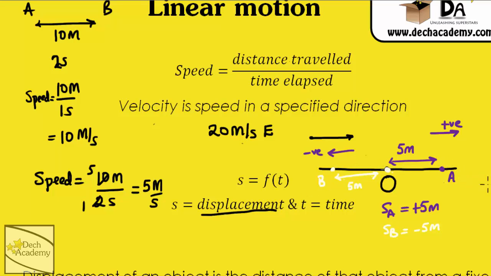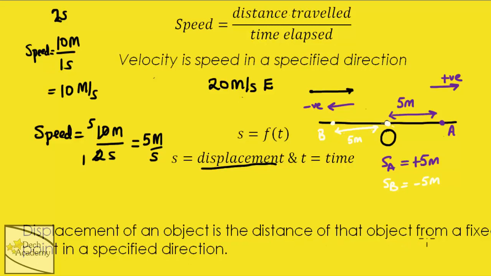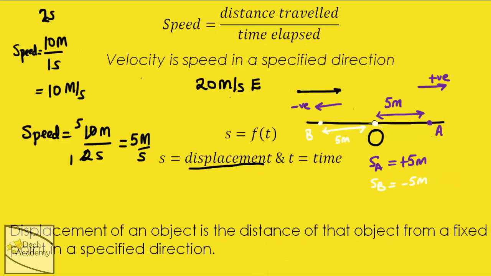So the displacement of an object is the distance of that object from a fixed point in a specified direction. And we specify directions by using positive and negative signs for linear motion. What you find is you encounter functions. So you have a displacement as a function of time. So you have expressions that will tell you where an object lies at certain times during its motion.